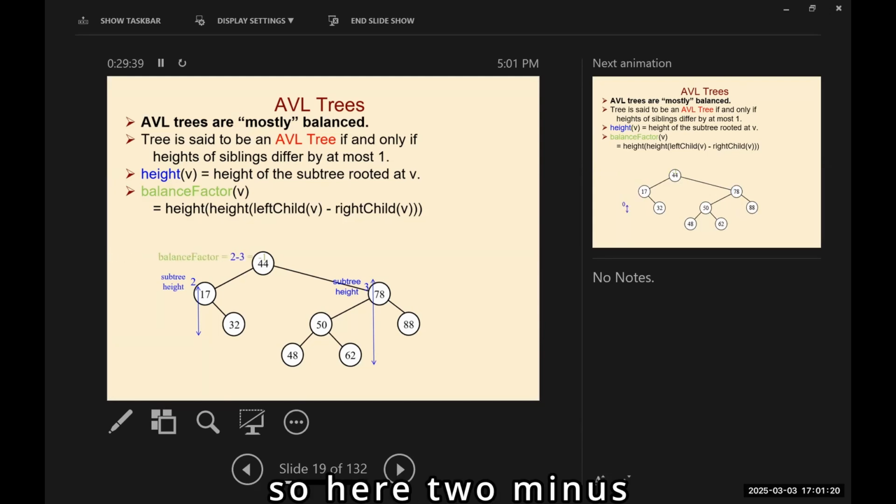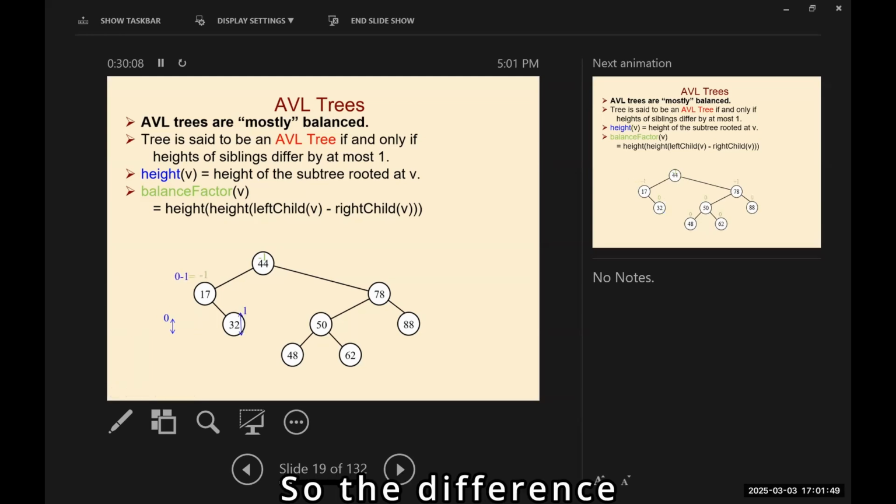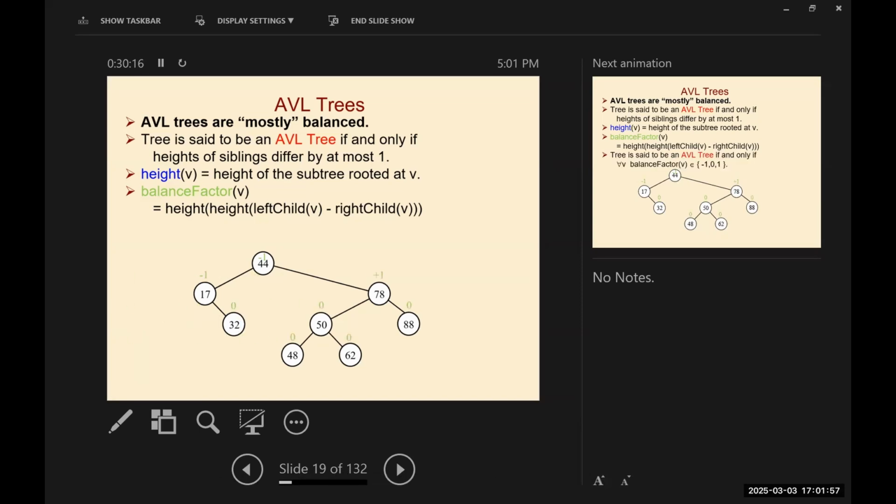All right. So here, 2 minus 3 is minus 1, right? So the difference, the balance factor, has to be minus 1, 0, or positive 1, right? And you need that to be true for every node, right? So look at node 17. The height of its left is 0. The height of its right is 1. So the difference is minus 1, right? Everybody follow that?